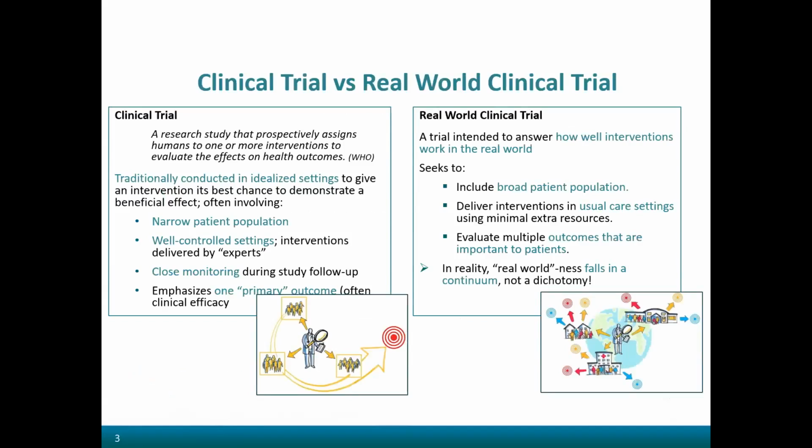And the question that people always ask is, well, what is a real-world trial? How does it differ from a regular clinical trial? And so there is no hard black and white rule that distinguishes one trial from the other. But a regular, traditional clinical trial is characterized by being done in very idealized settings, so maybe within a particular clinician's practice. It often involves a very narrow patient population, so there are very stringent inclusion-exclusion criteria. And there is very close monitoring of the participants during the study follow-up, so maybe they're being seen every week or month or something like that.